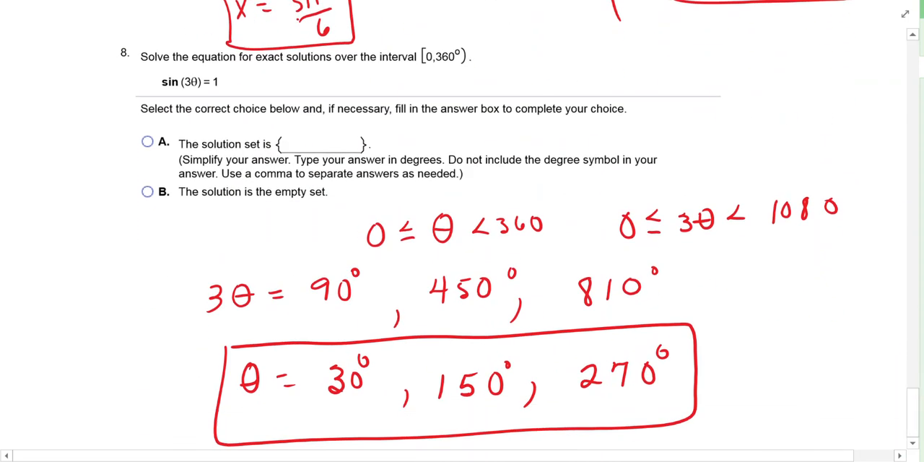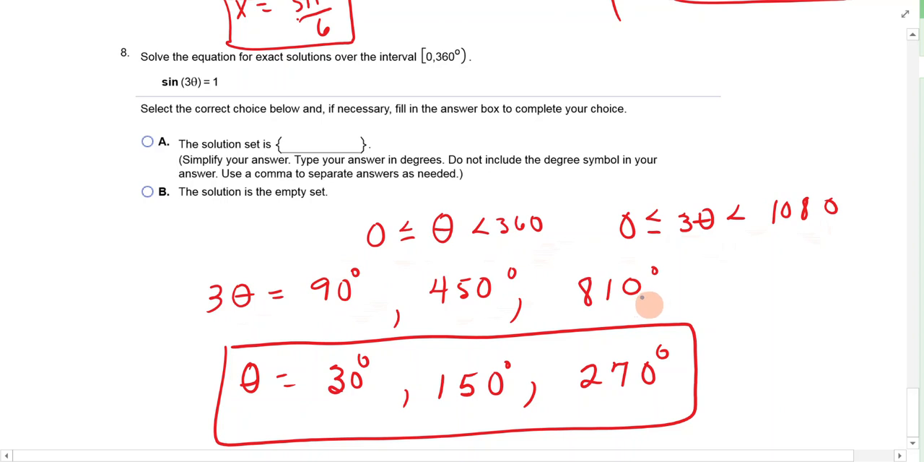Where is sine 3 theta equal to 1? Well, if theta is between 0 and 360, if you have 3 theta, this still is 0, but 360 times 3 is 1080. So 3 theta, you got 90. And then you've got 450, and then you've got 810.